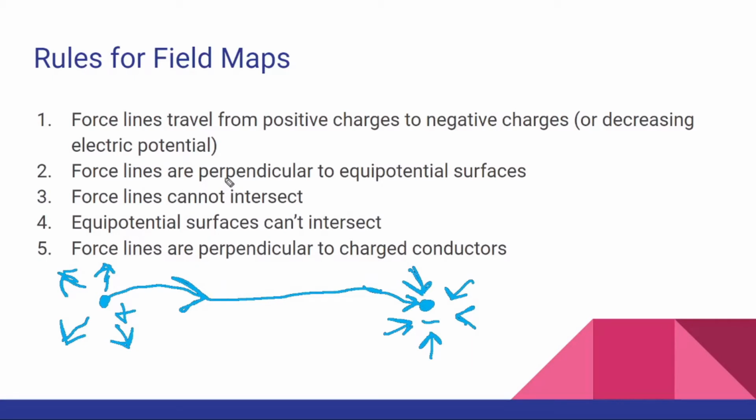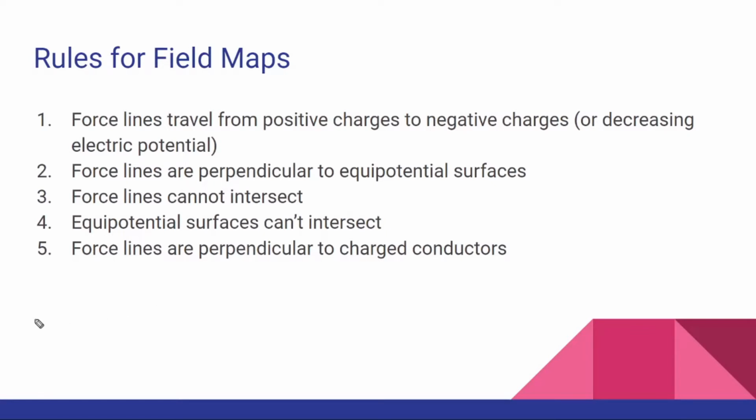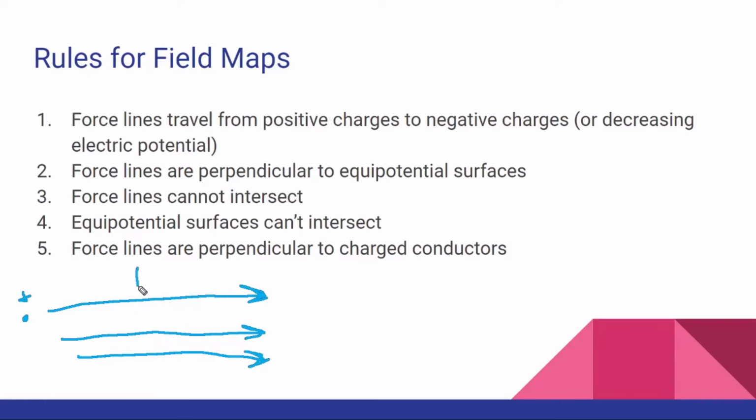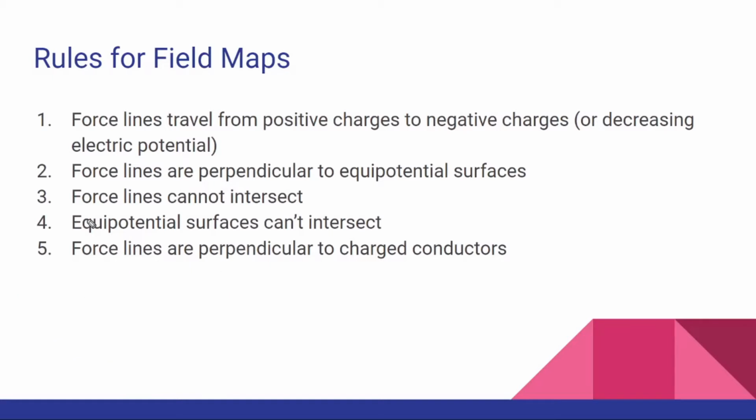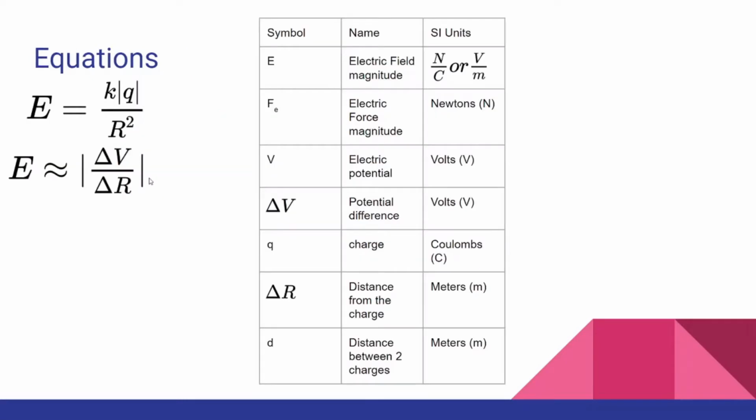Second, force lines are perpendicular to equipotential surfaces. If you were to take a positive test charge and keep going until the points where the field lines appear parallel, the surfaces will be perpendicular. Third, force lines cannot intersect. If you were to have two positive point charges, the lines cannot intersect. Fourth, equipotential surfaces cannot intersect. And finally, force lines are perpendicular to the charged conductors.